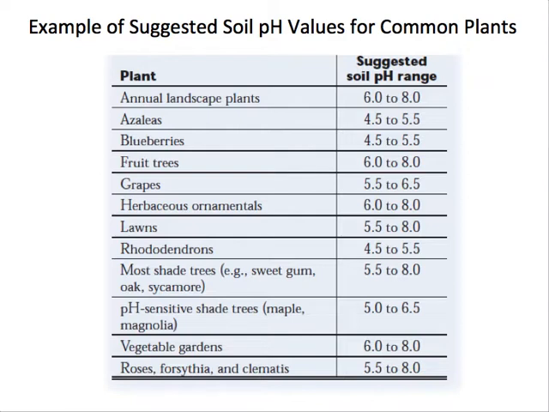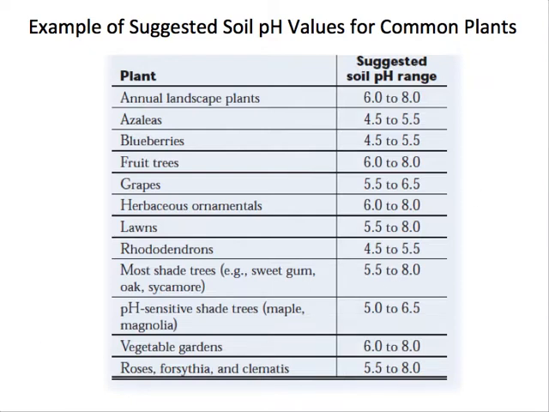For example, azalea and blueberry. These belong to the same family, the so-called blueberry family. Rhododendrons as well belong to the blueberry family. And look at the pH. It's 4.5 to 5.5. So they don't like neutral pH. They like a slightly acidic soil.